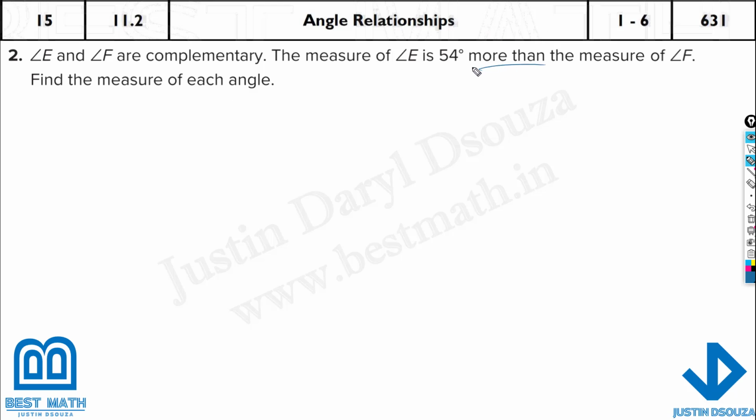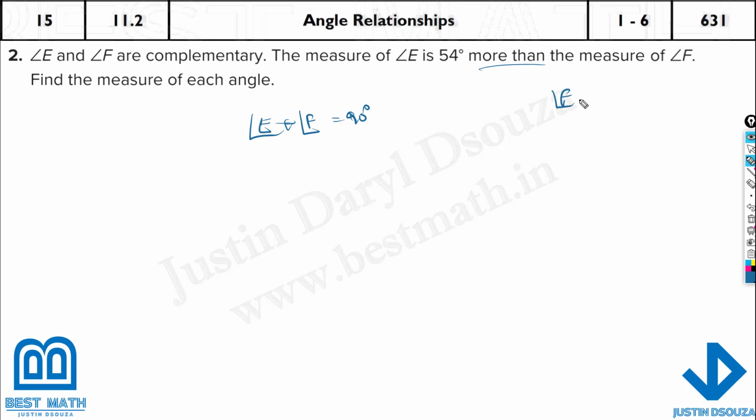The next problem is similar, but it's just that they have told it is more than. We have to do a sum. You can try them by yourselves, but I'm going to solve all of these here. E and F are complementary angles. So when you add them up, E and F, it must be equal to 90 degrees. Complement is less than supplement, that's 90 degrees. The measure of E is 54 degrees more than the measure of F.